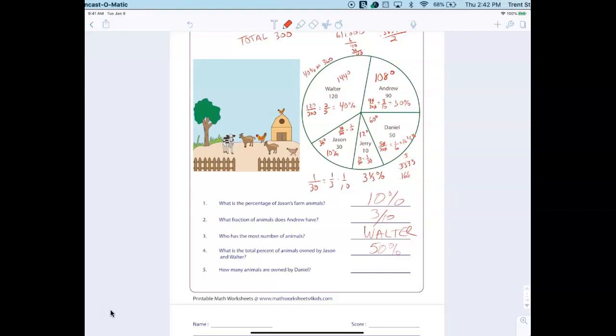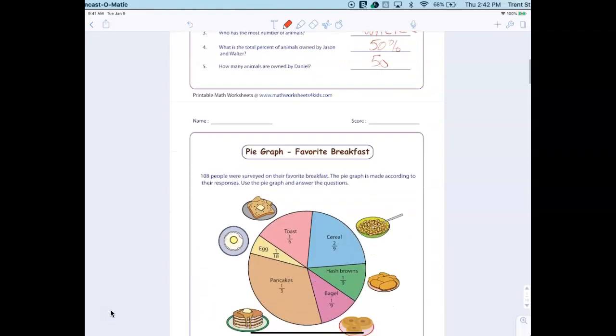How many animals are owned by Daniel? All right. So again, those are the easy parts. That was the easy part. What we did on the inside of the graph is the most important. All right. Now, flip the page for me.